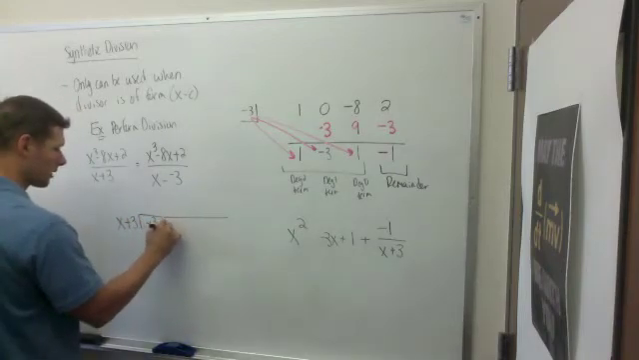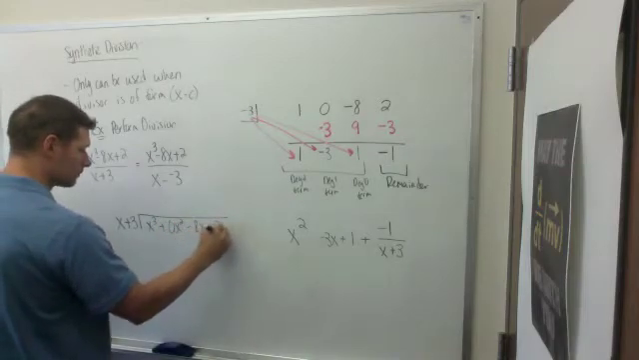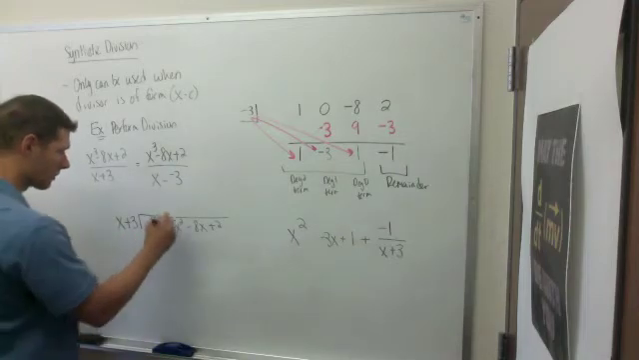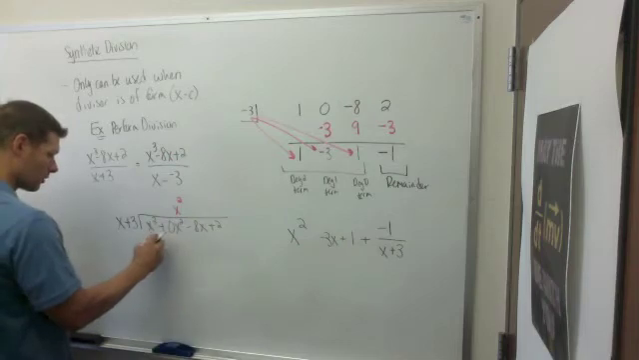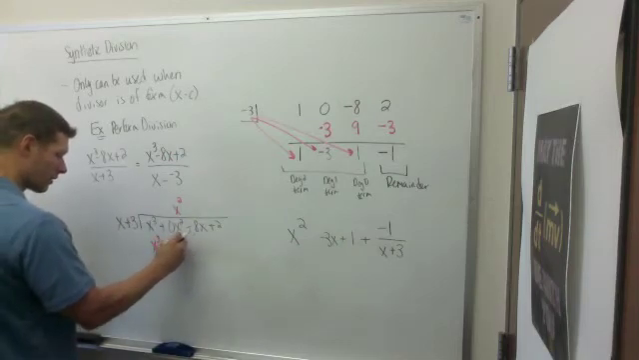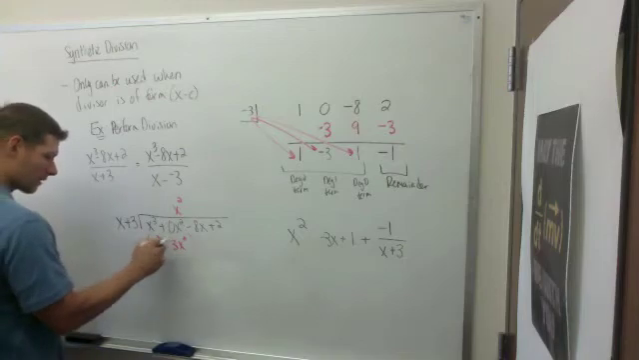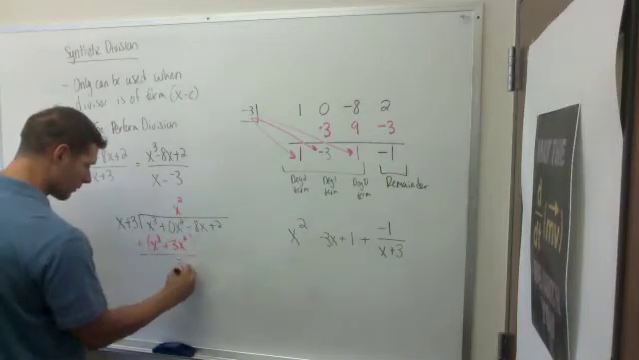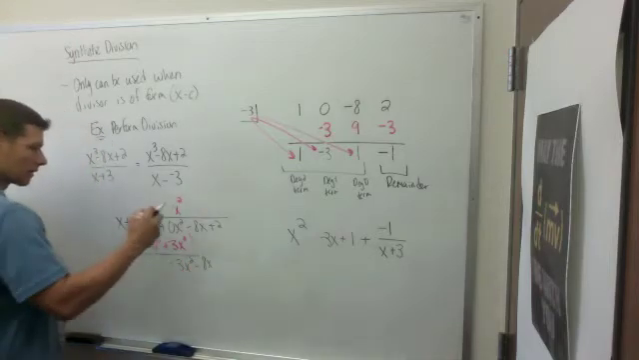x cubed plus 0x squared minus 8x plus 2. What do I want to multiply to at least get x cubed? Well, you want to multiply by x squared. So x squared times this is x cubed, and I'll get 3x squared here, positive. Distribute the minus sign, that becomes plus, negative, negative. And if I subtract, I get negative 3x squared minus 8x, okay, good.